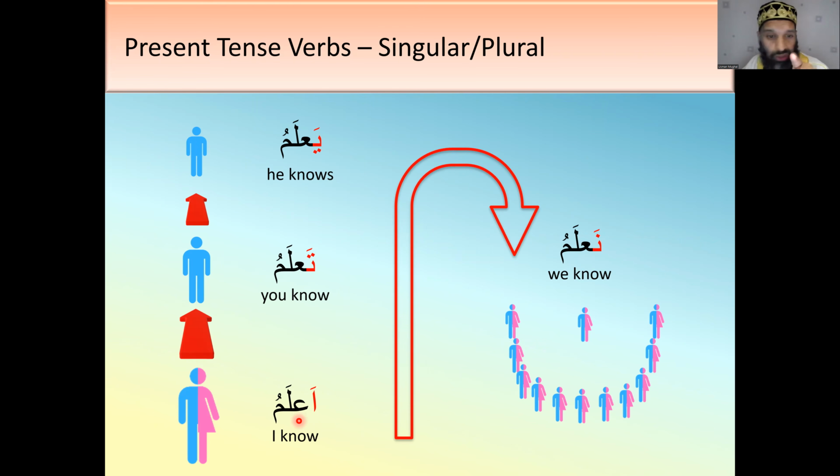Now, to make it into you know, all you do is stick a ta on it. Ta'lamu, you know. Now, he is over there. It's going to be ya'lamu. And you and everybody around you is going to be na'lamu. So, a'lamu, ta'lamu, ya'lamu, na'lamu. And you can get many verbs and just use the same formula.